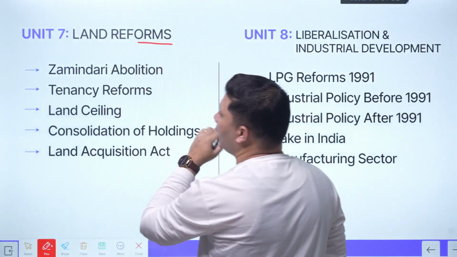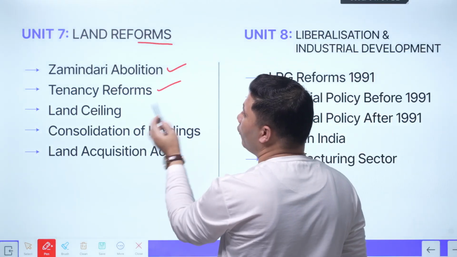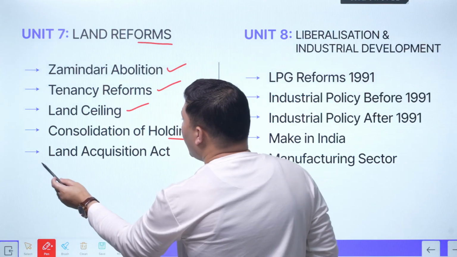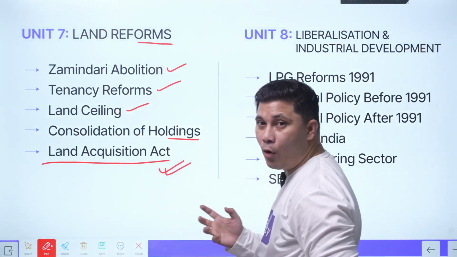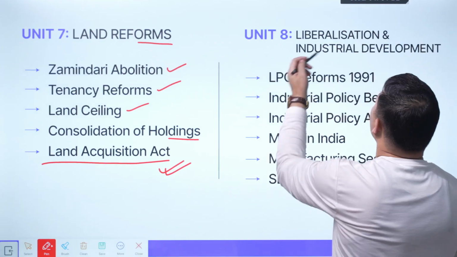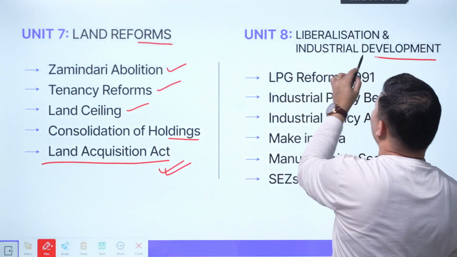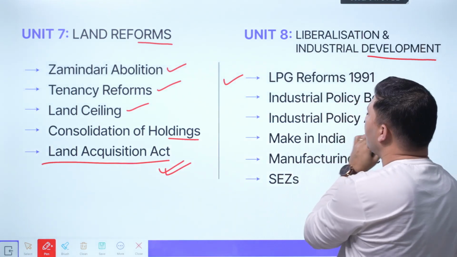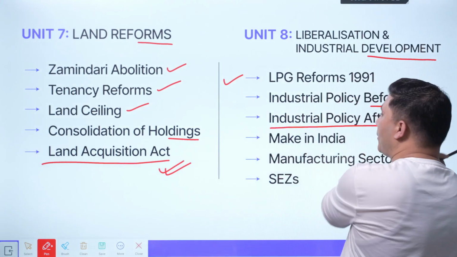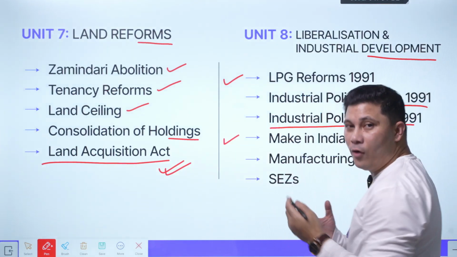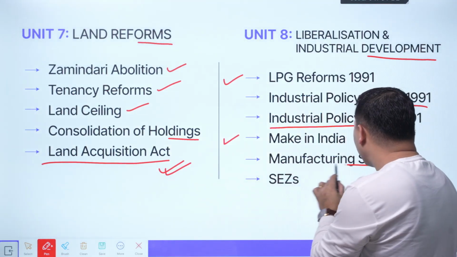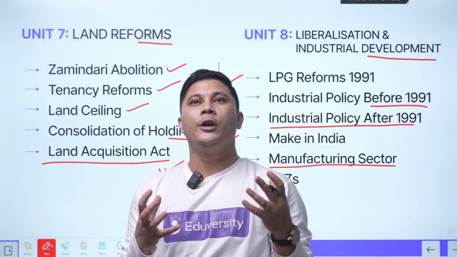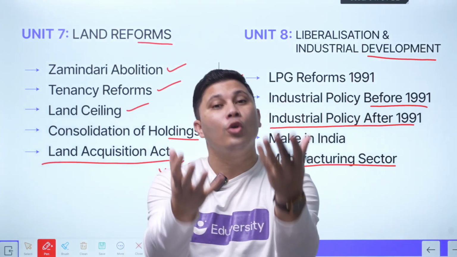Again going forward in the Indian economy, you have to know the land reforms in India: the Zamindari abolition, tenancy reform, then the land ceiling, consolidation of holdings, and the Land Acquisition Act, which is very, very important. Along with that, you have to know liberalization and industrial development. You have to know the LPG reforms in India, industrial policy before 1991 and industrial policy after 1991, Make in India reforms, you got it right. Then the manufacturing sector in India, how the manufacturing sector contributes to the growth of India.